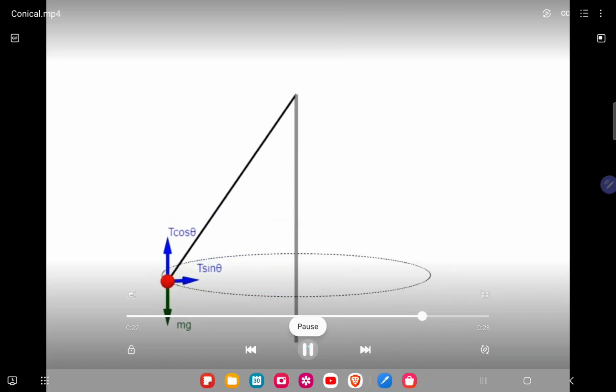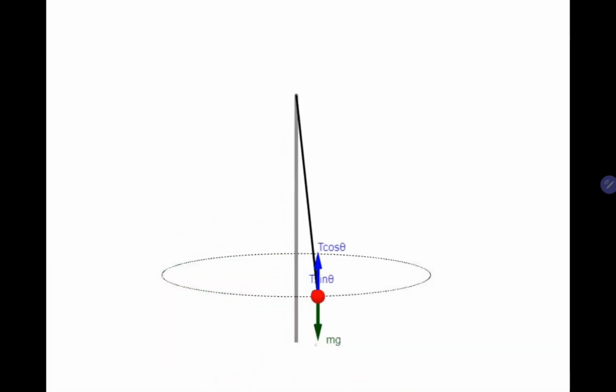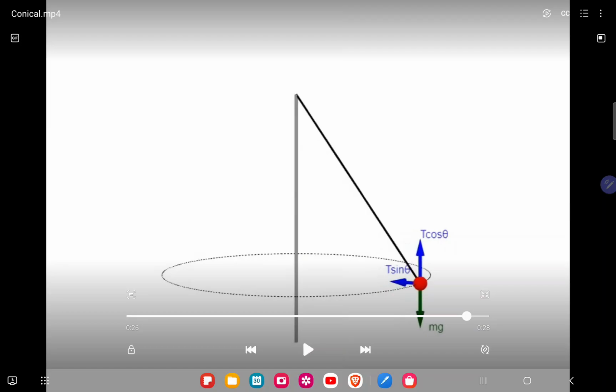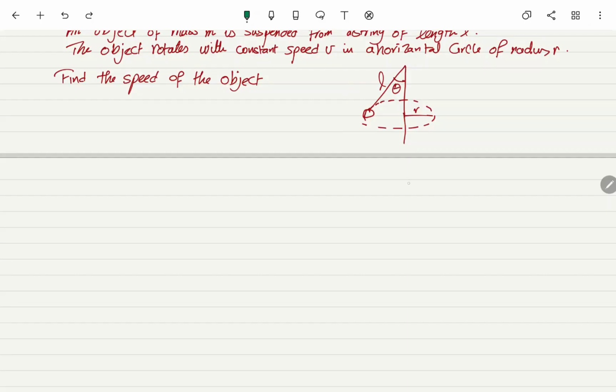So this circular path here. Let's go back to the example. Let's regraph this situation here. This is the length L, and this is the object with mass M. This is the circular path, as we mentioned before, and this is theta, and this is R. In this case, let's identify the forces we have here.